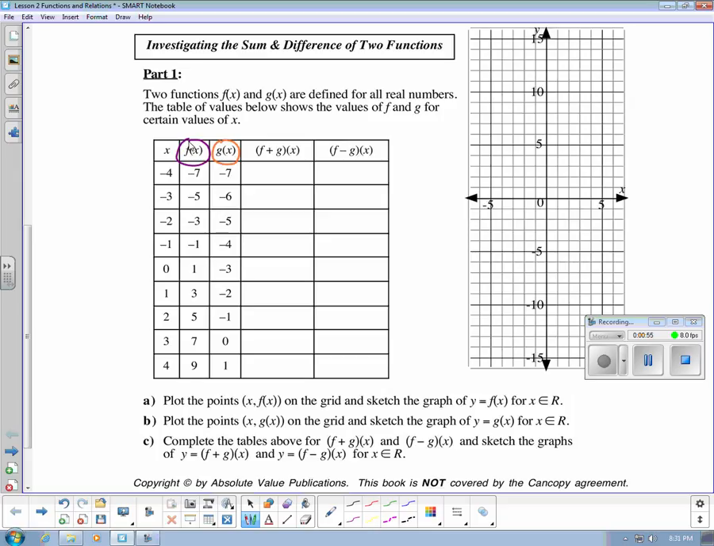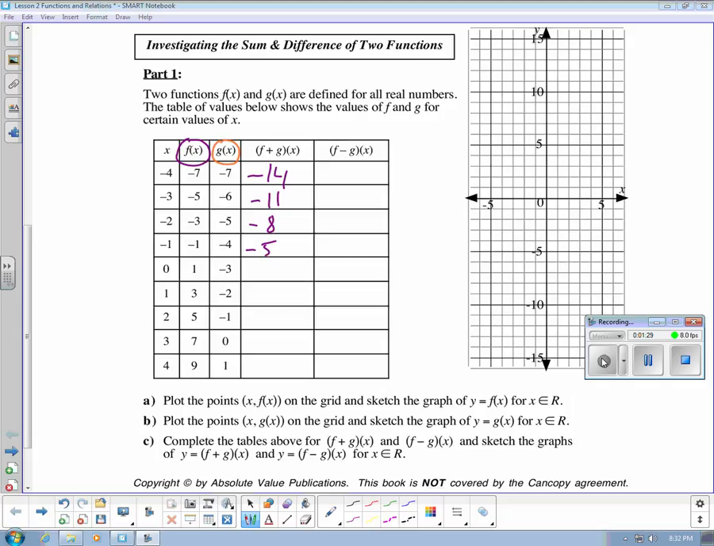So you can assume that when we have f plus g, what we're going to do is add the y values. That's what that means. The function is another name for y. We're going to take the y values and add them. So I'm going to go through and do a couple of the first ones. -7 plus -7 is -14, -11, -8, -5. Now you can complete the rest of the chart.